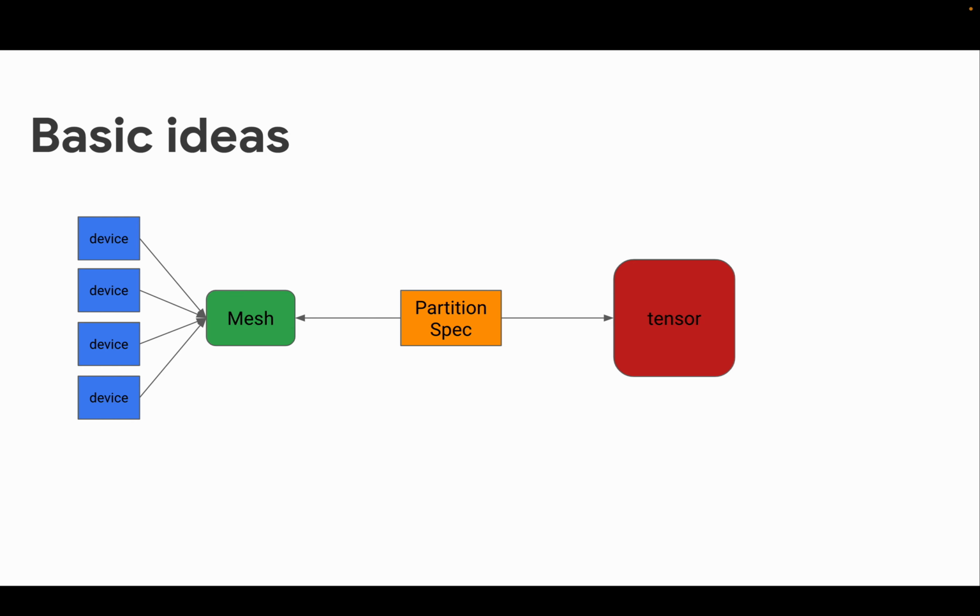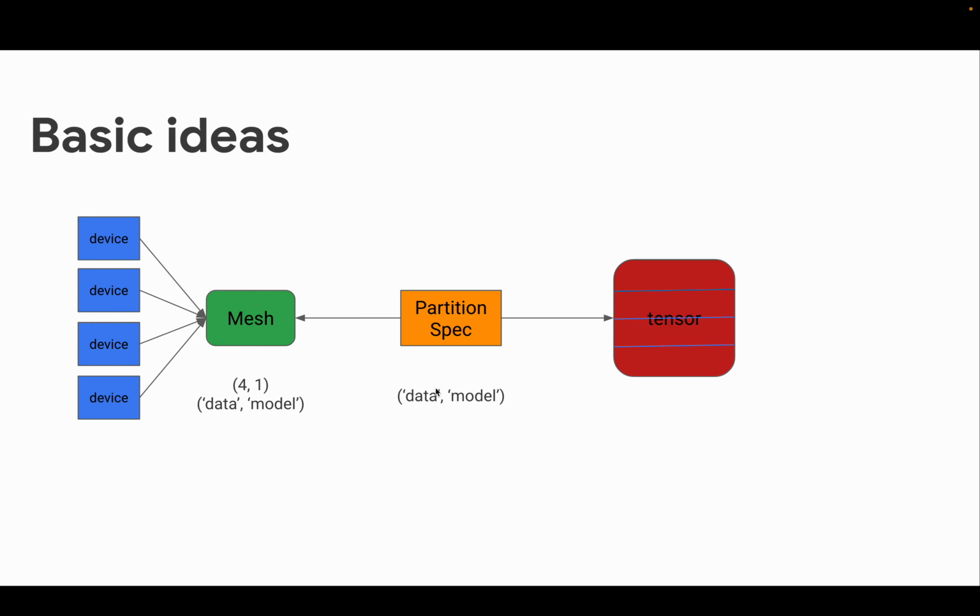So let's take a look at some graphs. This is conceptually what it is. On the left, we have all of the devices, and the mesh describes the devices. Then the partition spec sits in between a mesh and a tensor, and it describes how a mesh is mapped to a tensor. Let's take our original example. The mesh is 4 by 1 because we have 4 devices, and the data dimension is 4 and the model dimension is 1.